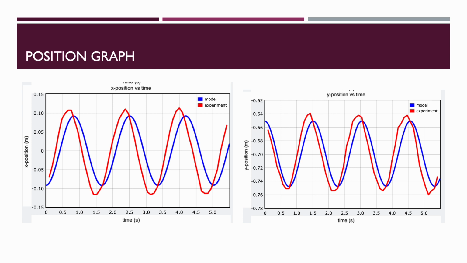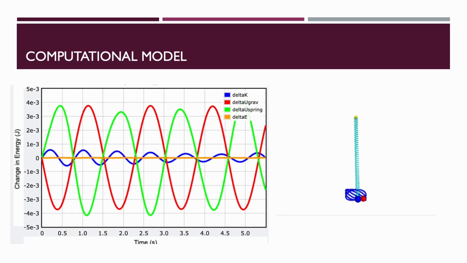Here are graphs for the predicted and experimental object's motion. This can help us to confirm that the computational model has the same moving pattern as the experimental object. Here is the result of the computational model.